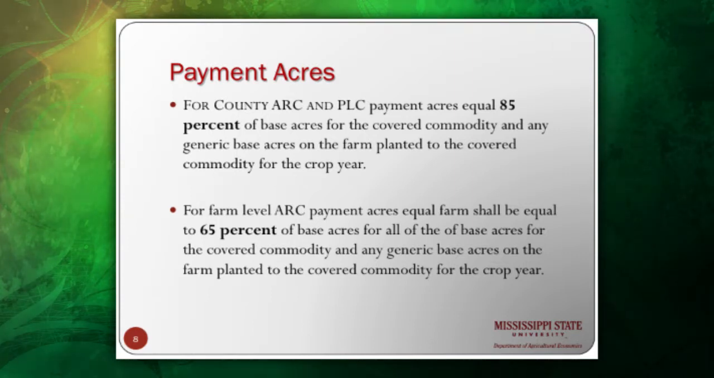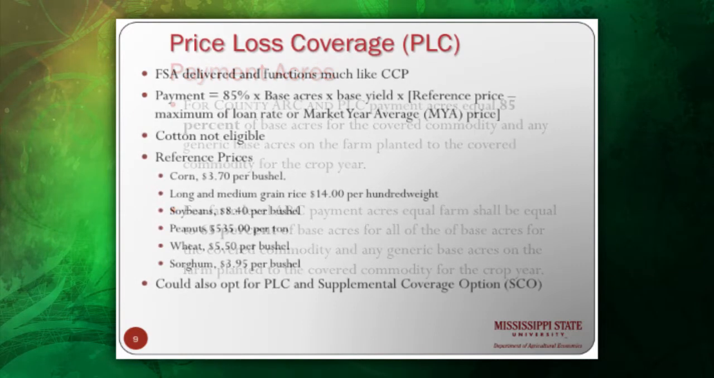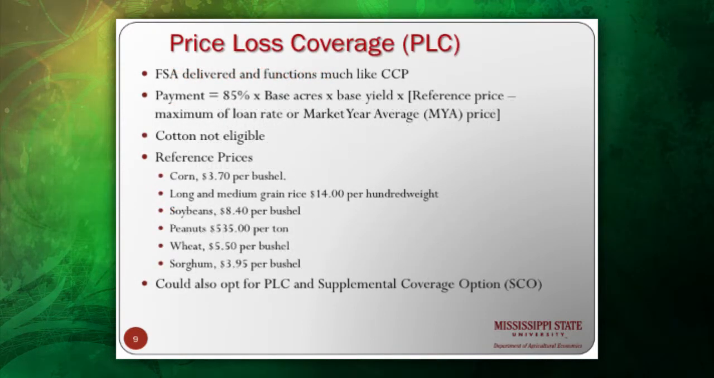The other thing that I will note about the farm-level ARC program is that it is multiple crop triggered, which means the revenue from all commodities will be lumped together. Let me turn now in the next slide to a little bit more detail about the price loss coverage program, a program that, again, will function much like the counter-cyclical payment program of the past. Payments will equal 85% times the base acres times the base yield on the farm times the difference between the reference price and the maximum of the loan rate or the market year average price.